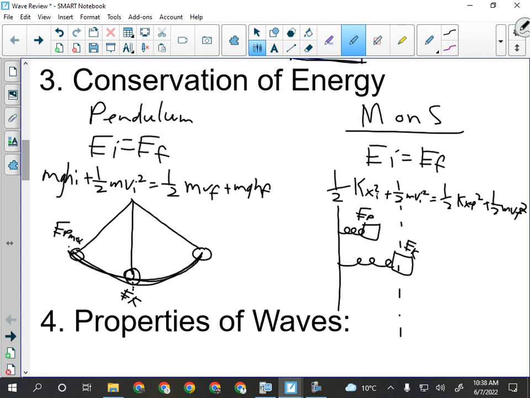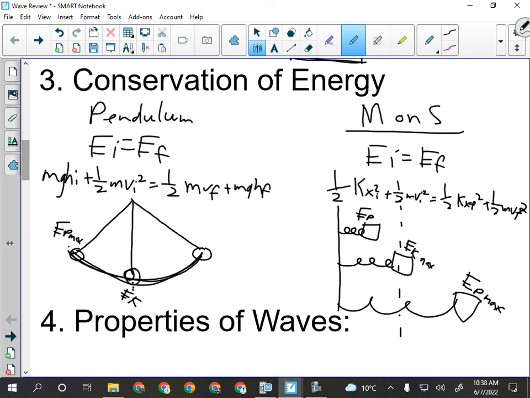Okay? And this would be EK maximum, and then out here, it's back to our maximum potential energy. There's maximum potential energy for both of these examples at their maximum amplitude on either side of equilibrium.